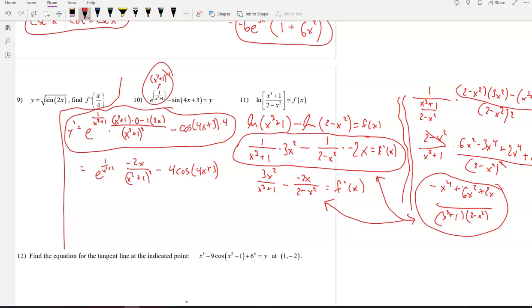Of course, if you chose to rewrite that e to the 1 over x squared plus 1 as x squared plus 1 to the negative 1, then the derivative looks slightly different. It would be like e to the x squared plus 1 to the negative 1 times negative x squared plus 1 to the negative 2 times 2x. We can see that right here is exactly that right here. That simplifies to the exact same thing. So you can see you have that already. And then you do the same thing. And then the cosine would be the derivative of sine 4x plus 3 would be the same thing. It would still be the 4 cosine 4x plus 3.